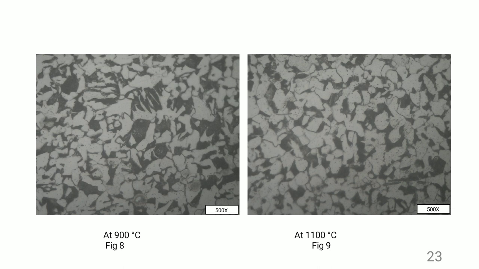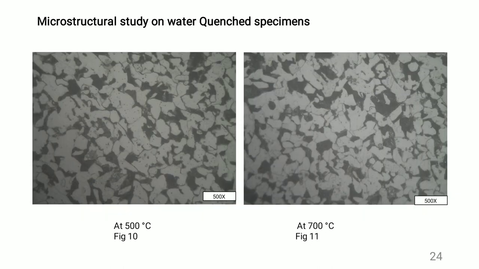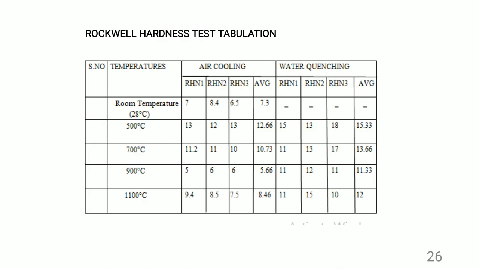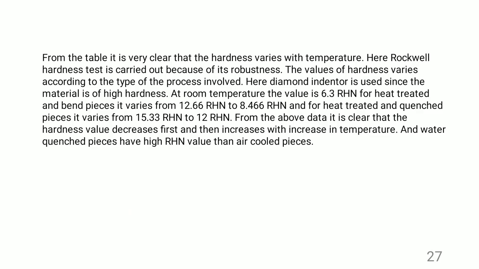Here you can see the specimens under the microscope at 500 and 700 degrees centigrade, and then 900 and 1100 degrees centigrade. As you can see the difference. Later we performed the Rockwell hardness test. Here you can see the tabulation and results. We took both air cooling and water quenching, and we took the average of all. From the table it is very clear that the hardness varies with temperature.